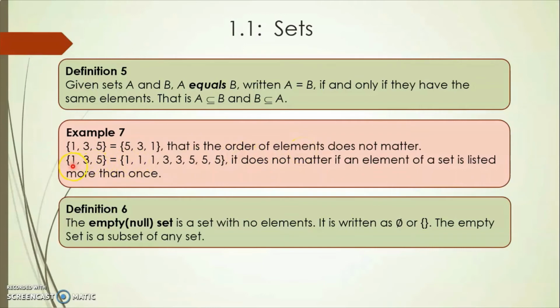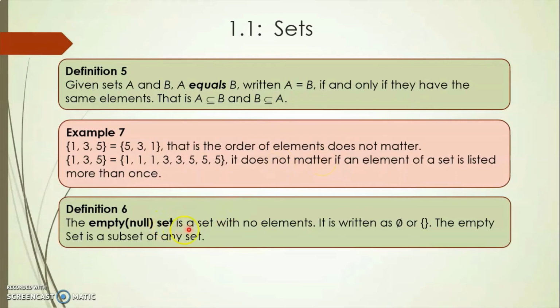But if we have {1, 3, 5} equals {1, 1, 1, 3, 3, 5, 5, 5}, they are still equal between the set on the left and the set on the right, because it doesn't matter if the elements are listed more than once, as long as the elements are the same.